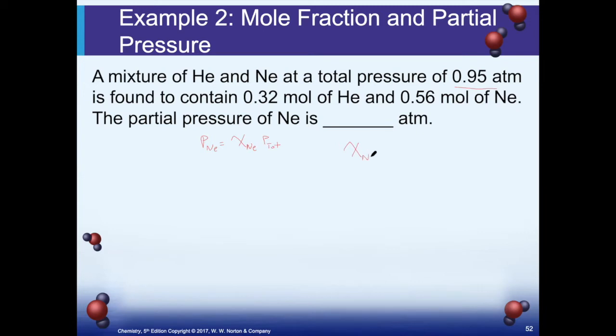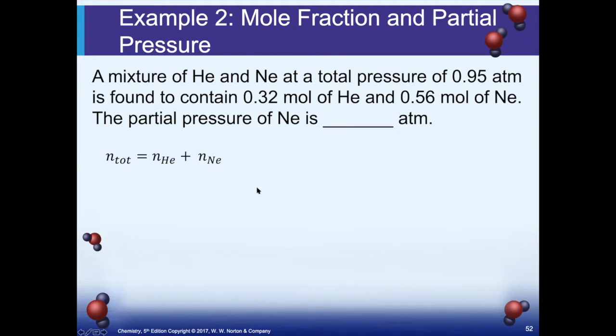The mole fraction of the neon is defined as the number of moles of neon divided by the total number of moles. Moles of neon I'm given is 0.56, and the total number of moles would just be the two added together, so 0.32 plus 0.56. That will allow me to calculate the mole fraction, and then I'm just going to multiply that times the total pressure, 0.95 atmospheres, and that will give me the partial pressure of the neon. Okay, so I'll erase that and let PowerPoint finish it up.